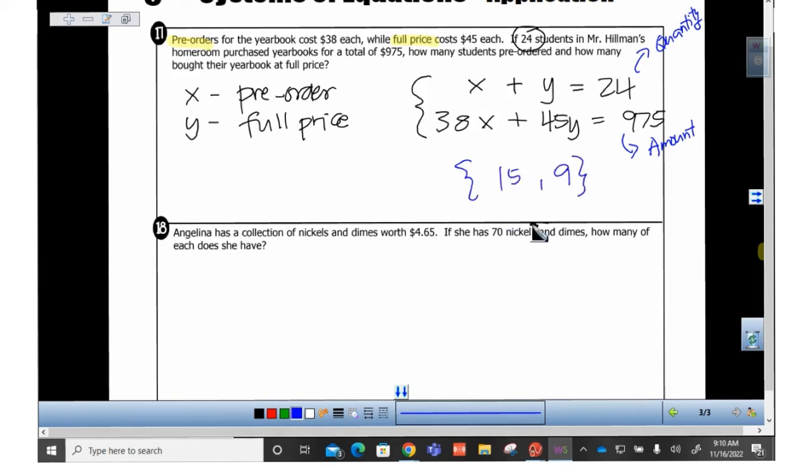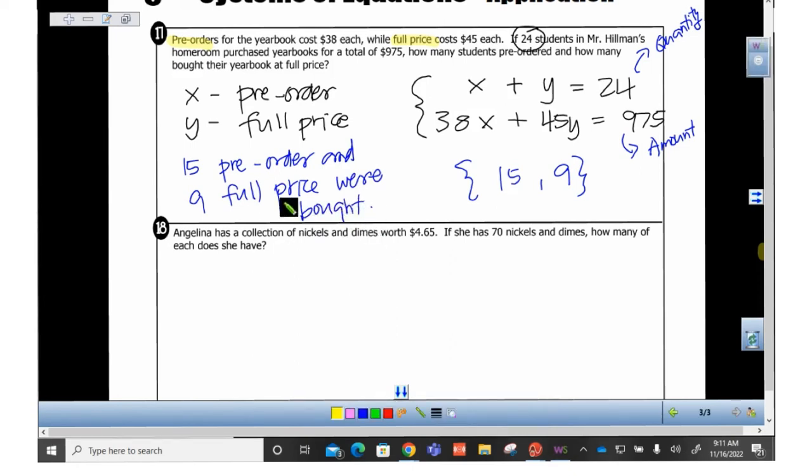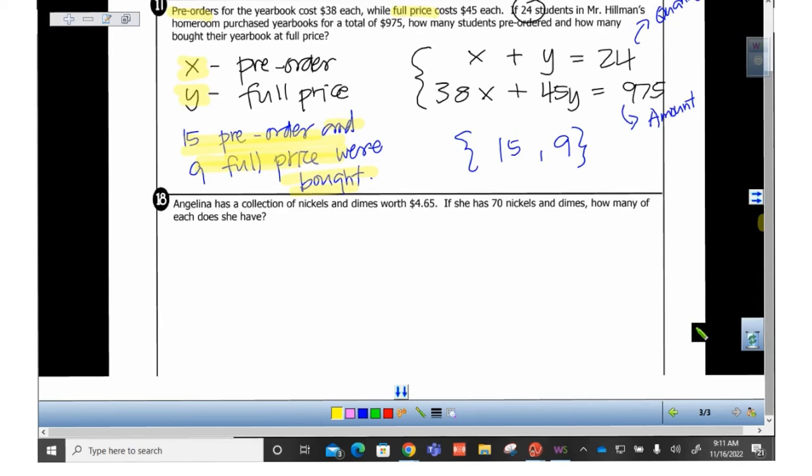15, 9. What does the 15, 9 mean? Okay, this means that 15 pre-order and 9 full price were sold or were bought. Okay, like I said, make sure you know how to write equations using the given information from the problem. Represent your variables X and Y. And for the final answer, make sure to write a simple but complete sentence. And as we solve this, we always use LinSolve. Okay, menu 3, 2.